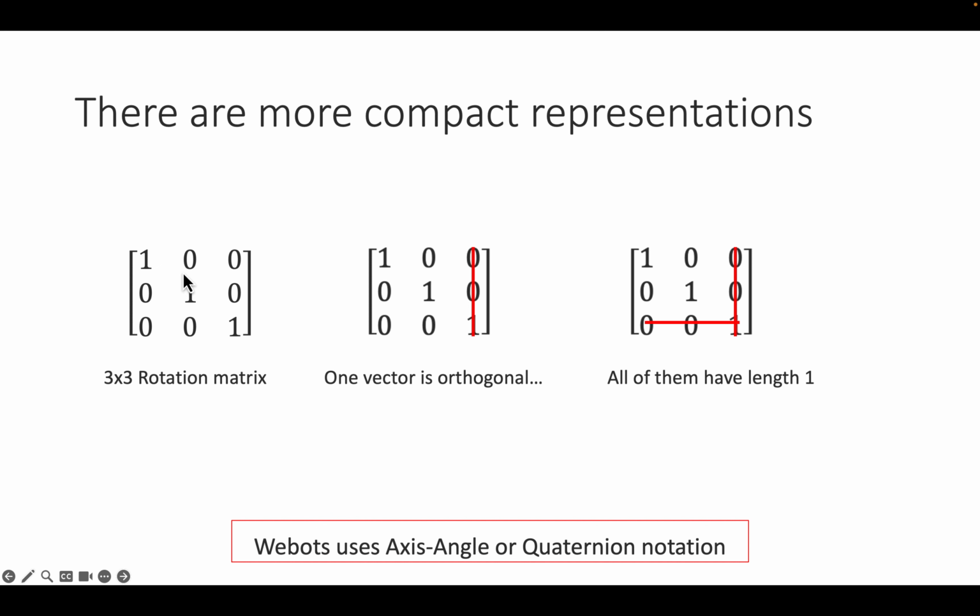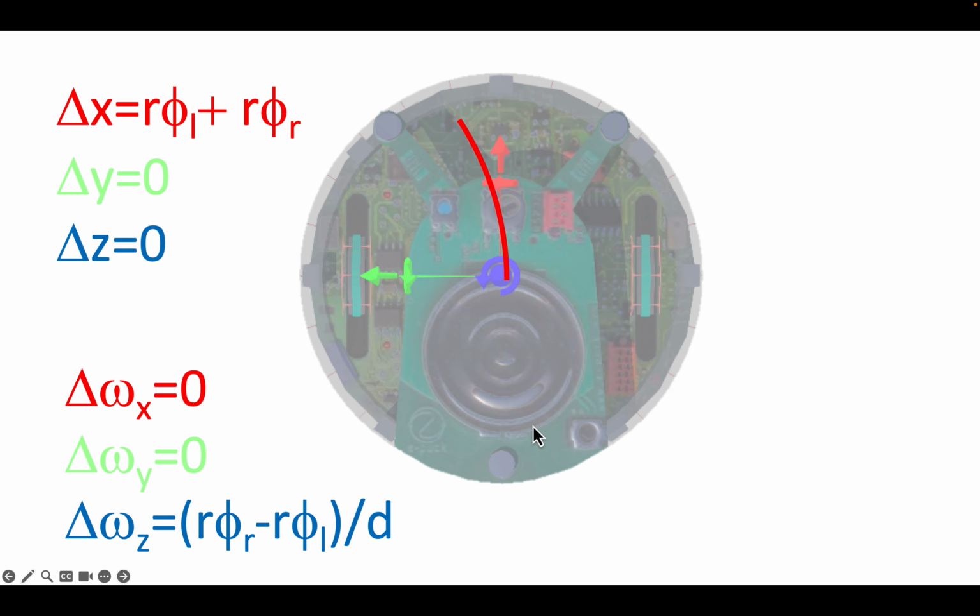When you have the rotation matrix, it has 9 values. I also convinced you that you only need 4 values to represent orientation, because when you have a rotation matrix, a third vector is always given by the other 2 being orthogonal, and the third value in each vector is also given because all of them have length 1. This is why you can get away with only 4 values, which robotics does when it uses axis angle or quaternion notation, which is something we will talk about later in this course.